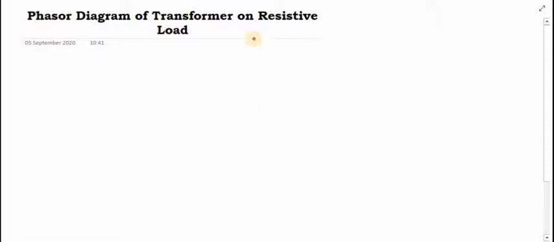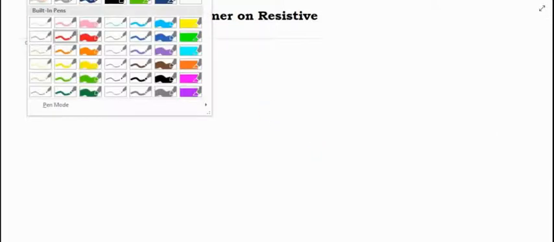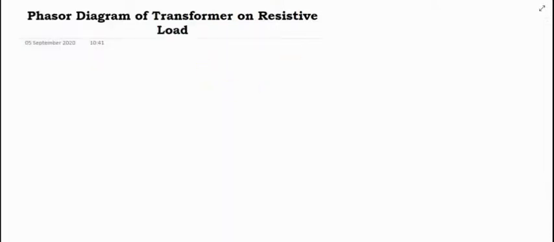Sorry, I will take black color for the primary side quantities. So V2 I will mark as a reference vector for resistive load, when your transformer is connected across the resistive load. Now where I have to show I2 for resistive load, current is always in phase with the voltage. So this is your I2.